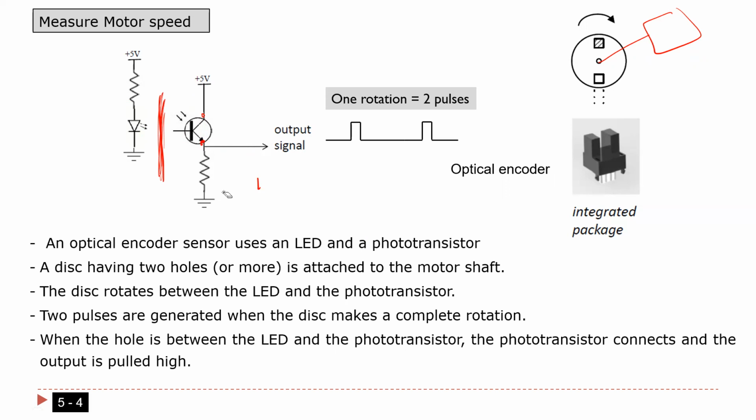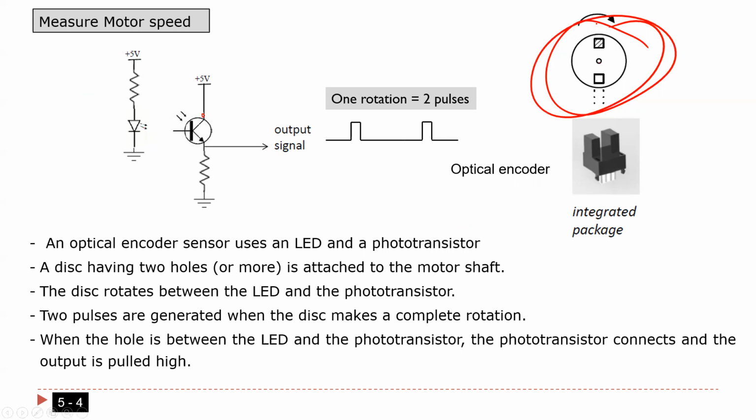Now, this disc has 2 holes, as you see here. When there is a hole here, the light hits the base, and then I get 5 volt. When the disc is solid here, there is no light, the transistor is off, and I get 0 volt here. So for one complete rotation, I should get a signal like this one. This pulse is for this hole, this one for this hole. Here we use a disc with 2 holes. You can use more than 2 holes, that's okay. You can use 4, 5, whatever. It's still the same idea.